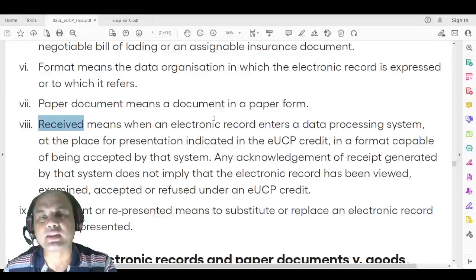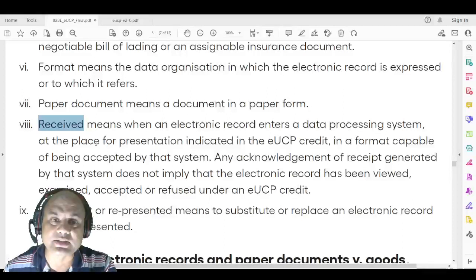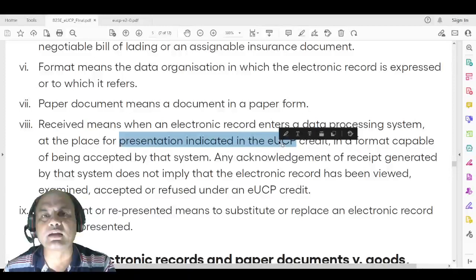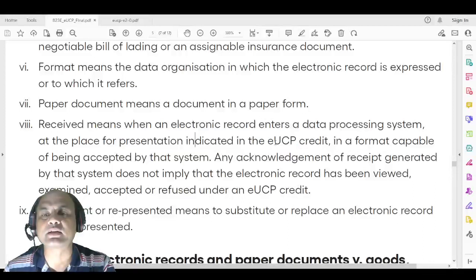It means when that electronic record enters the data processing system, my data processing system, at a place of presentation indicated in the eUCP. Suppose I say present the floppy of this, but floppy is gone. Present, let's say, any detachable memory, in my office at, let's say, London. So you have to present it in London, at the place of presentation indicated in the eUCP credit, in a format capable of being accepted by that system.